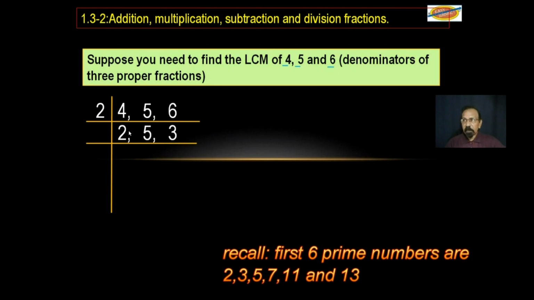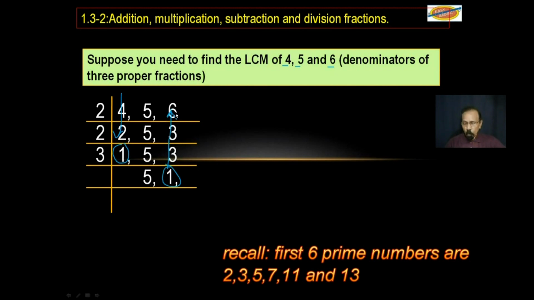Can 2 divide anything again? Yes. 2 into 2, 1. 2 into 5, we bring that down because it cannot divide it without a remainder, nor can it divide 3. We bring 3. Now, once we get a 1 here, we forget that column. We will concentrate on the others that don't have 1 in them. So, what's the next higher prime number? It is 3. Can 3 divide anything here? Yes. 3 cannot divide 5, so you bring down the 5, but 3 can divide 3, and we get 1. So we will forget this column now.